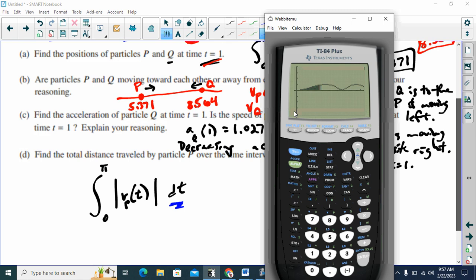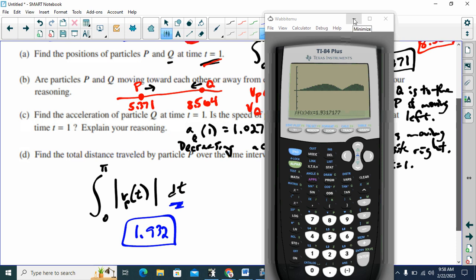With total distance traveled, we do not care where it started. We just want to know how far did it move. So we are not adding in the initial condition. It's just 1.932. If we're looking for a position, where is it? We care where it started. But how far did it move? What's its total distance traveled? It doesn't matter where it started. 1.932 is our answer.